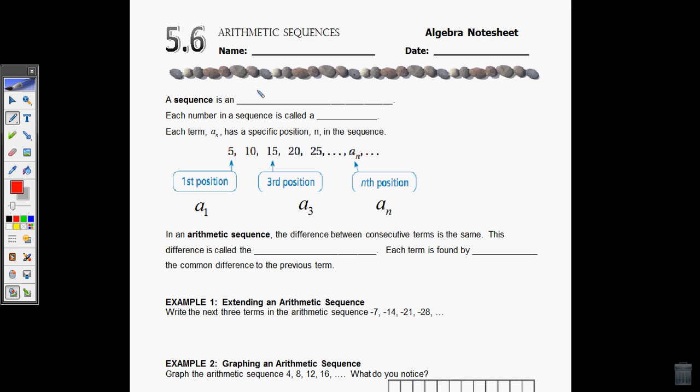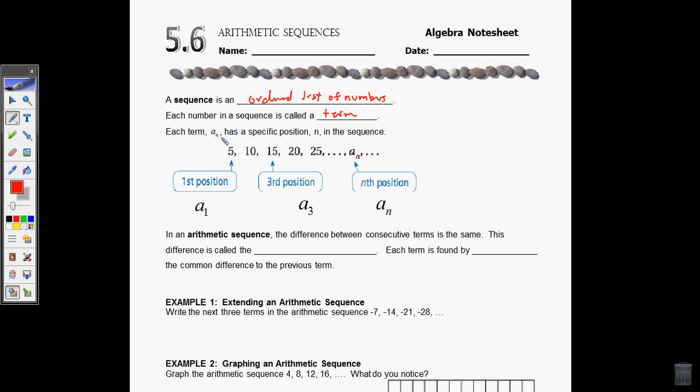So let's kind of clear up this idea of what a sequence is, because I'm not going to keep saying it and have you not understand what I'm talking about. A sequence is an ordered list of numbers. Okay? Very simply put, an ordered list of numbers. Now, each number in a sequence is what we call a term. Just a little bit of vocabulary for you before we start off.